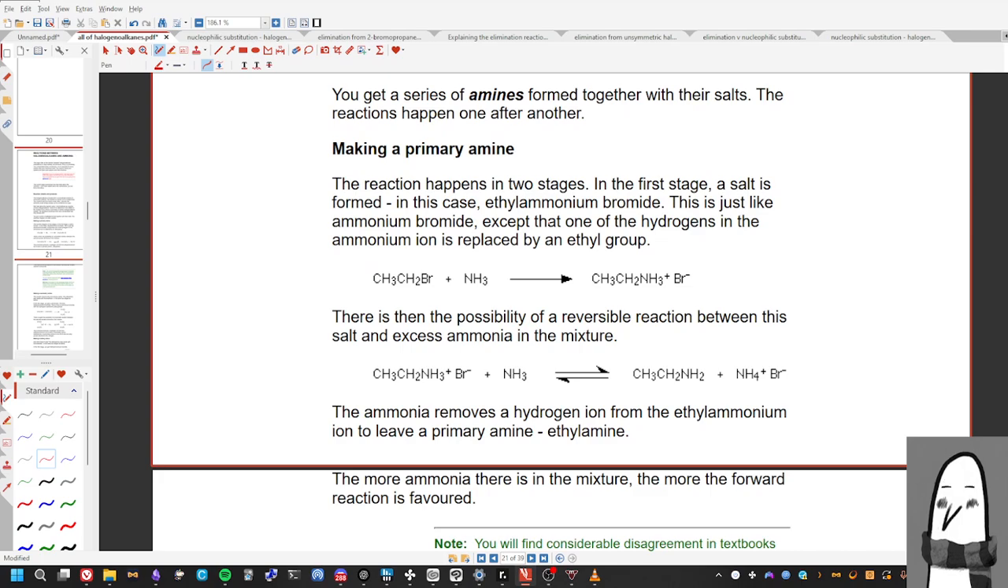Actually, I have no idea what's going on. In the first stage, a salt is formed. Now, this is just like ammonium bromide, which is literally NH4Br, except that one of the hydrogens in the ammonium ion is replaced by an ethyl group.